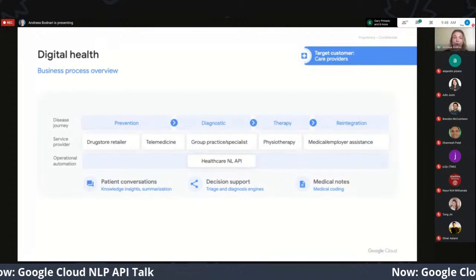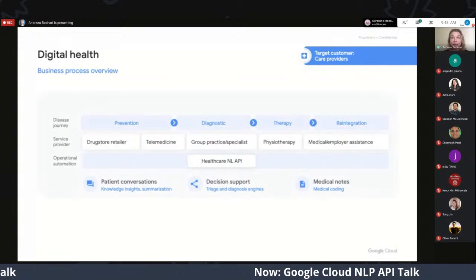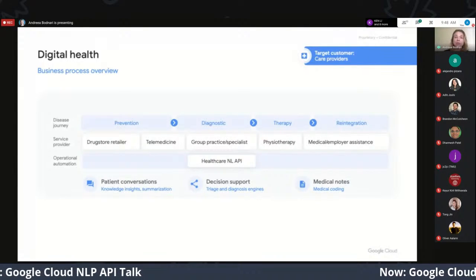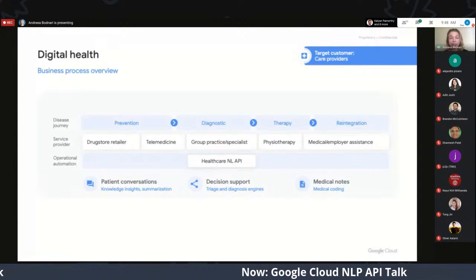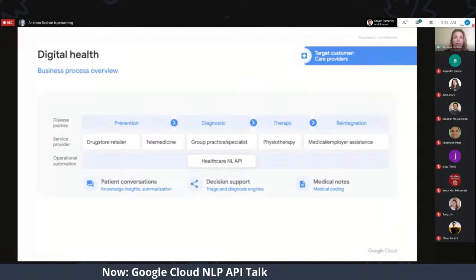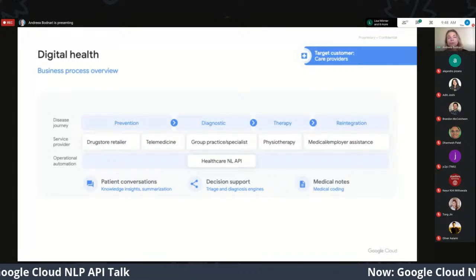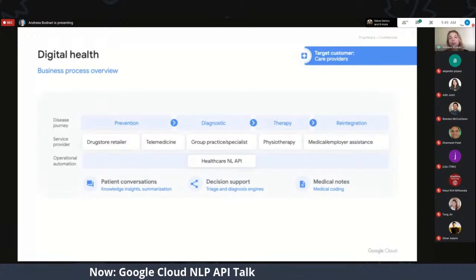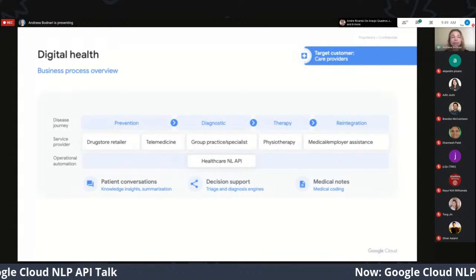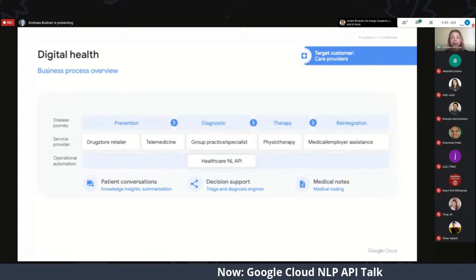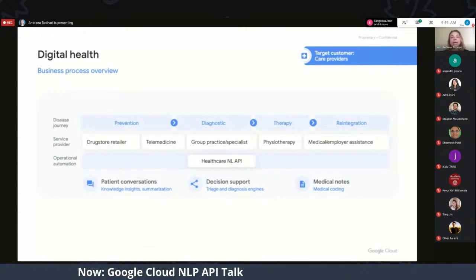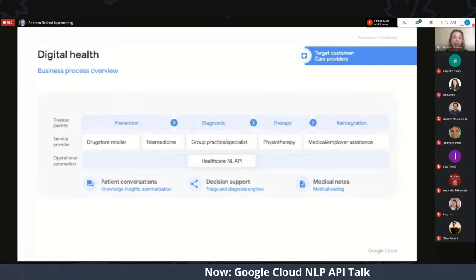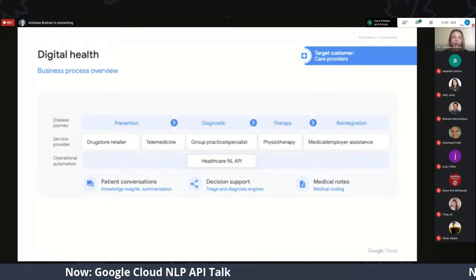And across all of these touch points, there are different service providers that need to interact and communicate with the patient. And right now, this communication happens across different types of applications. It happens across telemedicine, it happens across EHR, patient portals, and it happens across call centers. With the Healthcare Natural Language API, we are able to automatically identify the type of communications that occur across all of these different portals and augment the services provided by the healthcare worker in these applications.